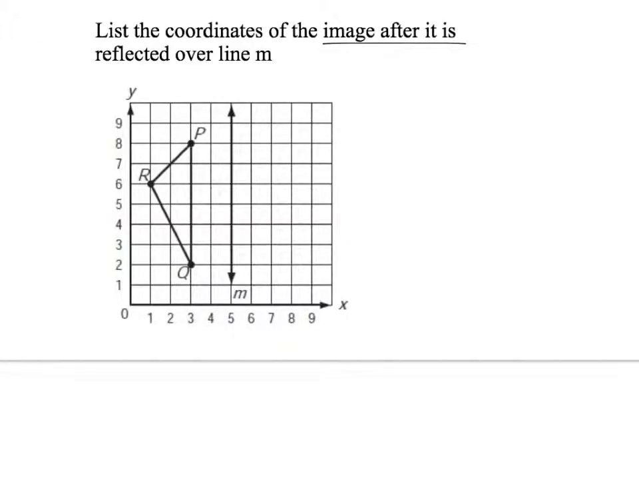List the coordinates after it's reflected over M. So I'm going to move this P over 2 spots. So P prime is going to be at (7, 8). I'm going to move this Q over 2 spots on the other side. So Q prime is going to be at (7, 2). Make sure you write parentheses with your ordered pairs.